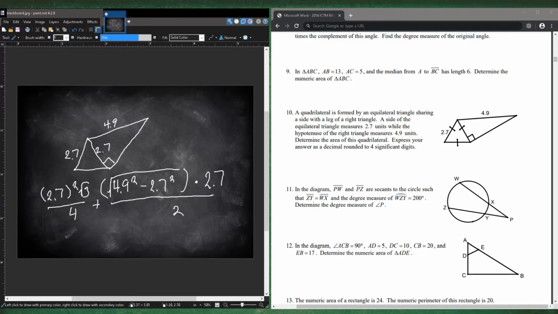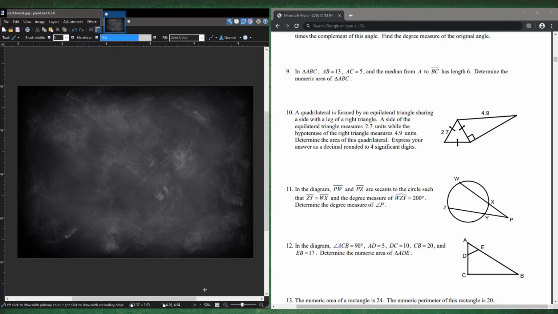So using our calculator, we have 2.7 times 2.7, this is 2.7 squared, times square root 3, and then divided by 4, and then you add the square root of 4.9 squared minus 2.7 squared, times 2.7 divided by 2. Okay, so you get an answer of 8.677 with 4 significant figures. So 4 significant figures means you have basically 4 digits. So that's 8.68 rounded. So that's your answer for number 10.